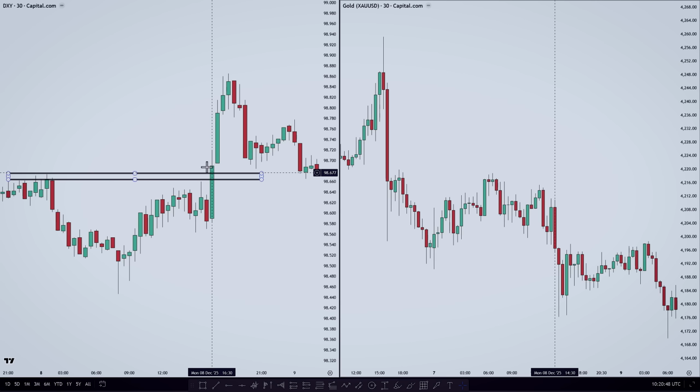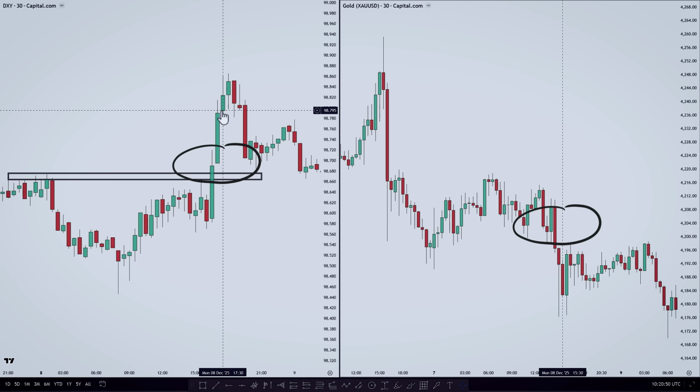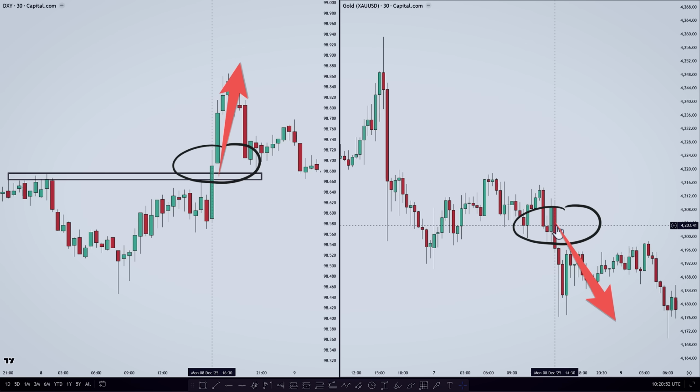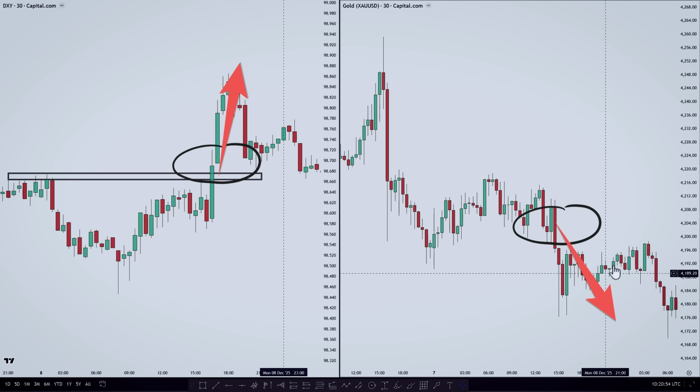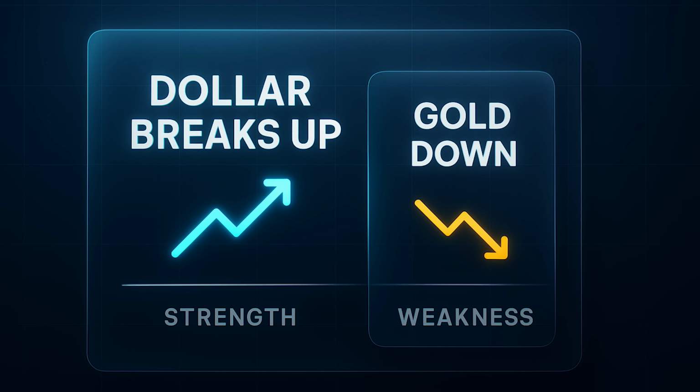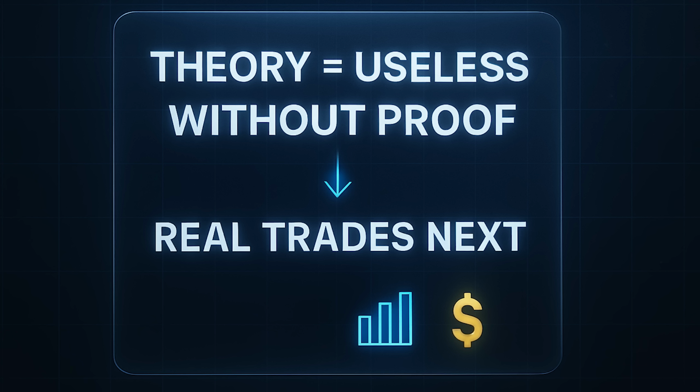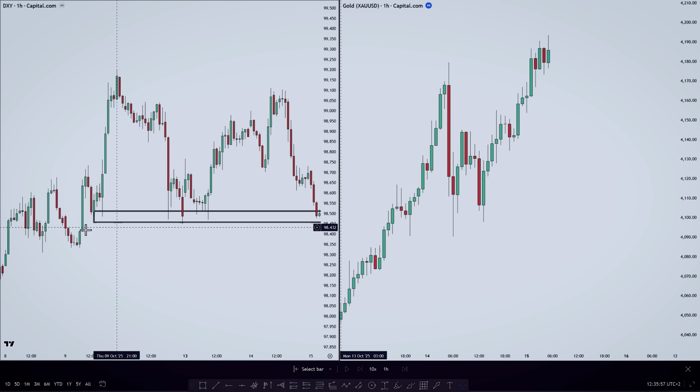So when dollar index breaks above resistance, I flip to gold. I wait for the bounce and enter on rejection. Same system, faster trigger. Now let me prove this works. Now theory is useless without proof. Let me show you this working in real time.